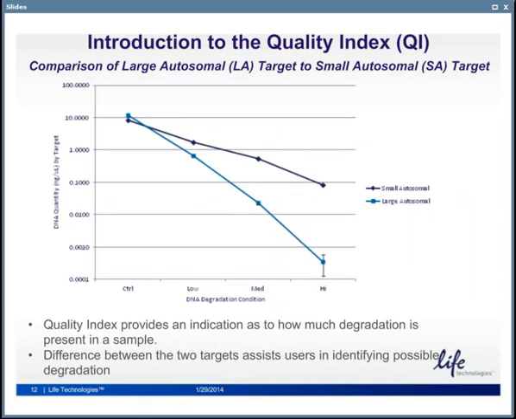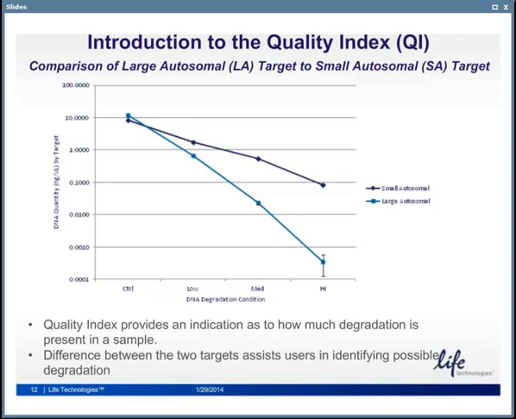So a new feature that we have in our next generation quantification assays is this quality index. So we have a large autosomal target and a small autosomal target. And the amplicon size for the small autosomal target is roughly 80 base pairs versus 200 base pairs for the large autosomal target. So you can imagine in a degraded DNA sample, the quant value for the large autosomal target will be lower than for the small autosomal target.